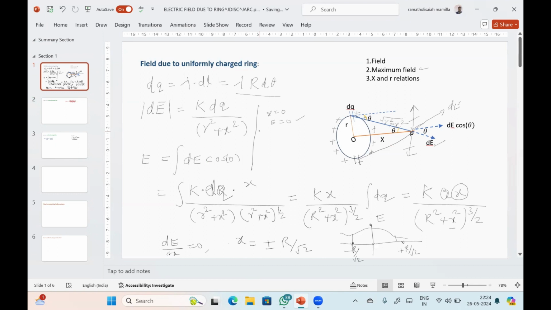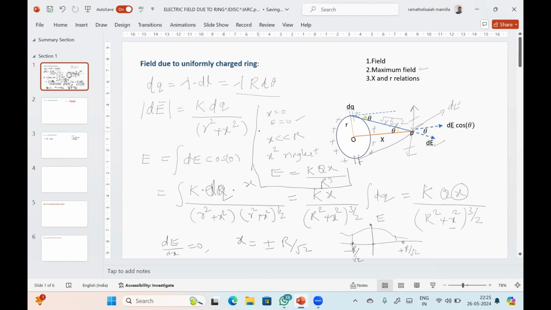When x is very, very small compared to r, we can neglect the x square term. So x will be there, but the x square term is neglected. Then the field, where x is very, very less than r, is equal to kqx by r cube. Means x is neglected in the denominator, so you will get kqx by r cube.